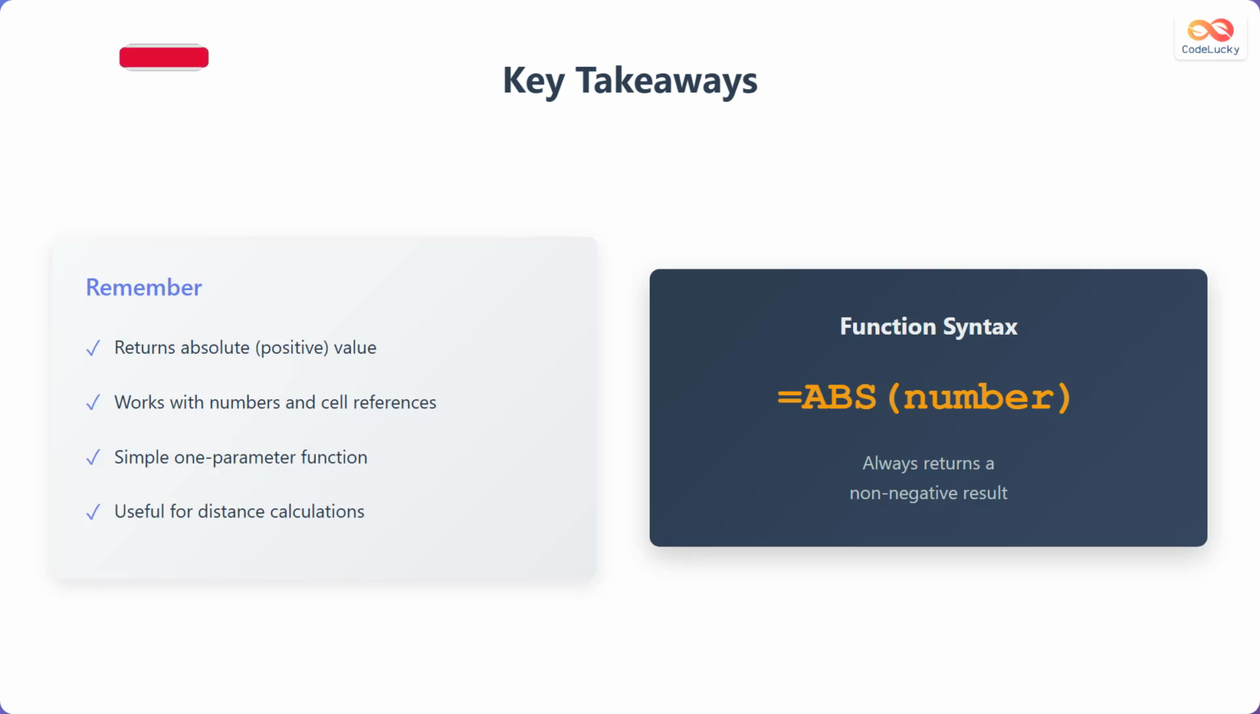Here are the key takeaways for the ABS function. Remember that it returns the absolute or positive value of a number. It works with both numbers and cell references. It is a simple one-parameter function. And it is useful for calculating distances. Again, the function syntax is =ABS(number), and it always returns a non-negative result.